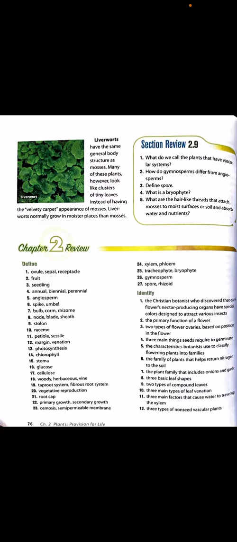Liverworts have the same general body structure as mosses. Many of these plants, however, look like clusters of tiny leaves instead of having the velvety carpet appearance of mosses. Liverworts normally grow in moister places than mosses.